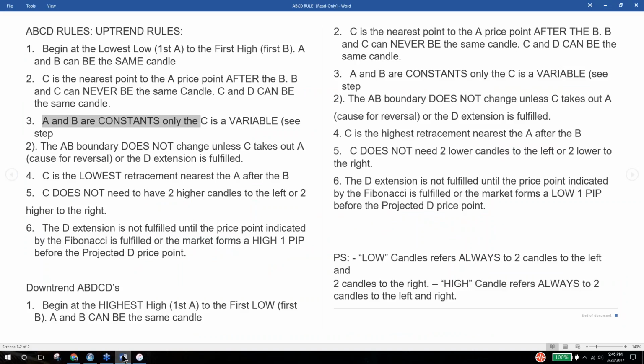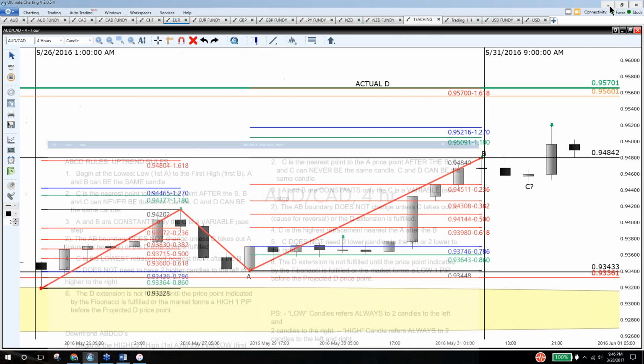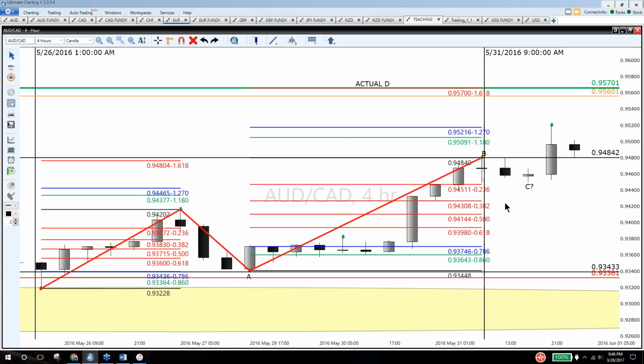So if at any point in time you become disoriented, reference your rules. This is not neurosurgery. It's just spatial, and spatial intelligence can be learned. We're just looking for where the market is in relation to the AB boundary. Wherever the deeper point is, that's going to be my C. When the market gives me a signal that aligns with the trend, that's where I'm looking to get in, and I'm looking to go from C to D every time.